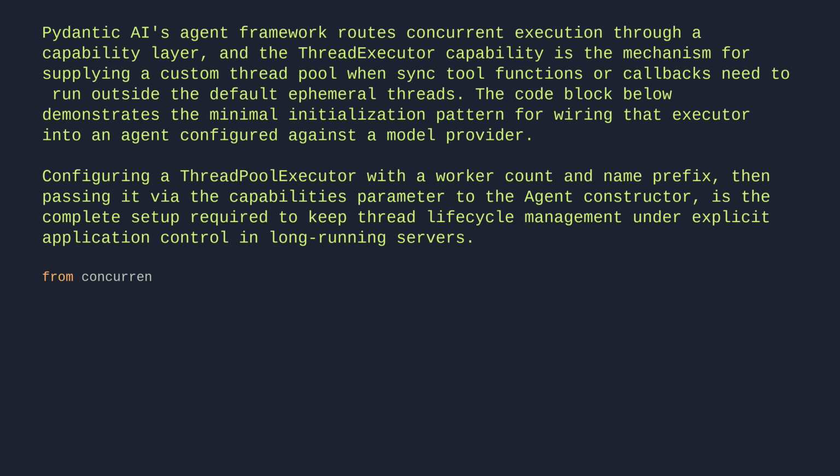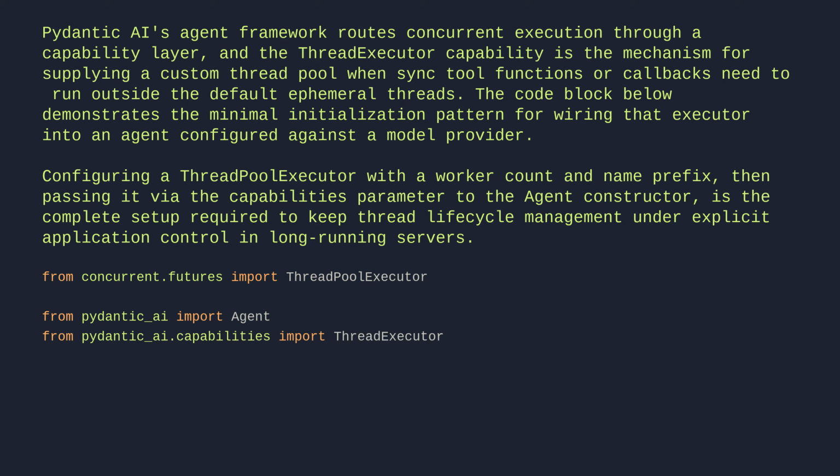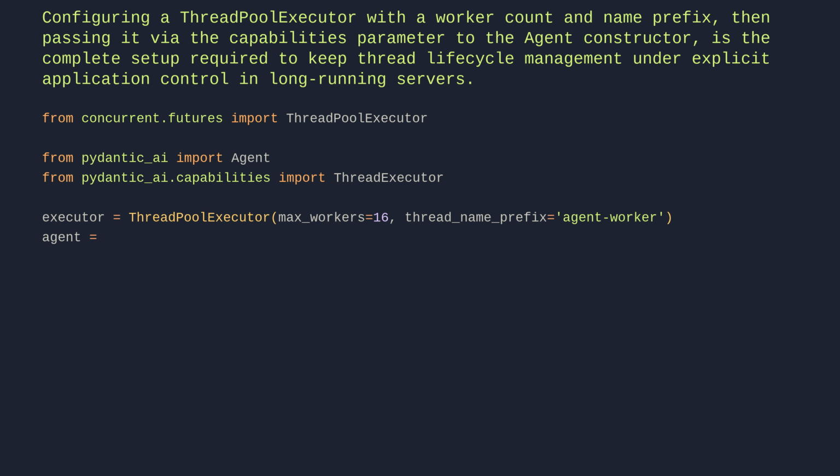From concurrent.futures import ThreadPoolExecutor. From pydantic_ai import Agent. From pydantic_ai.capabilities import ThreadExecutor. executor = ThreadPoolExecutor(max_workers=16, thread_name_prefix='agent-worker'). agent = Agent('openai:gpt-5.2', capabilities=[ThreadExecutor(executor)]).